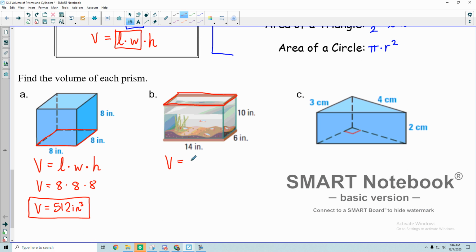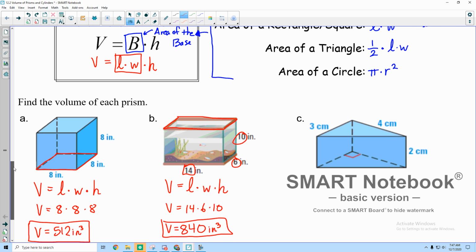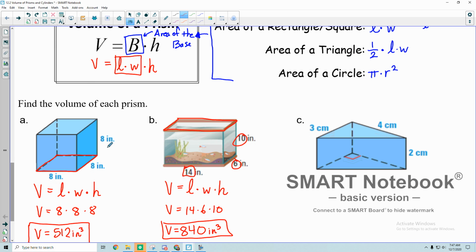So the volume is going to be equal to the length times the width times height. Perfect. So again, I just take all three of these numbers, 14, 6, and 10, and I multiply all of those together. Okay. So 14 times 6 times 10, and I get 840 inches cubed. Okay. So that's pretty straightforward for a square or a rectangular prism. Super easy. I just take all three of those numbers and multiply them together. For a triangle, it's going to be a little bit different.